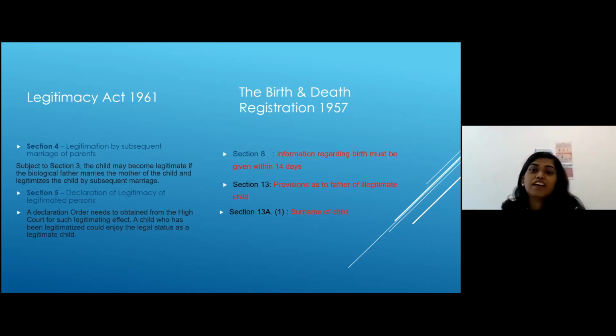If a child has been legitimized, they can always enjoy all the legal status of a legitimate child in Malaysia. Then we also have the Birth and Death Registration Act 1957. Section 8 concerns the information of birth, which has to be given within 14 days of the date the child was born. Section 13 is the provisions as to the father of illegitimate children, and section 13A subsection 1 is the surname of the child. These are all the main points under this Act.